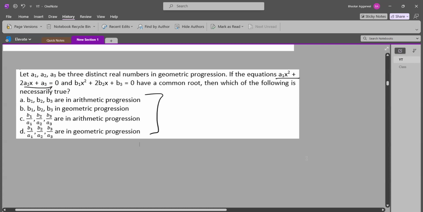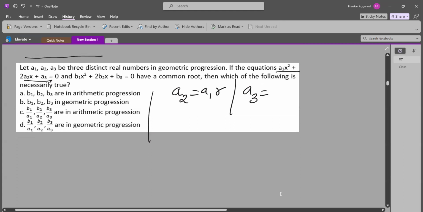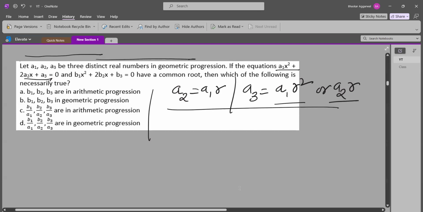So we are given two quadratic equations and they have one common root. So we have to use this information. Now, the first information given is that these three numbers are in GP. So let us use this information. I can say a2 is a1r and a3 is a1r², or a2r. This can be written both ways. So that is the information of the first line that we have used, that these three numbers are in GP.